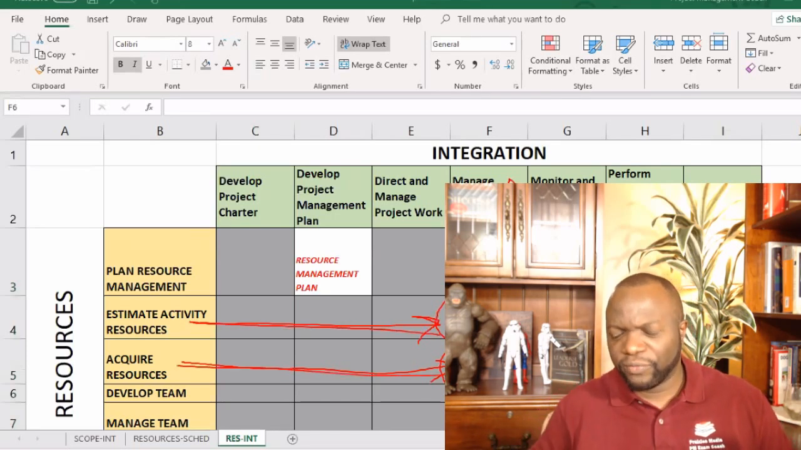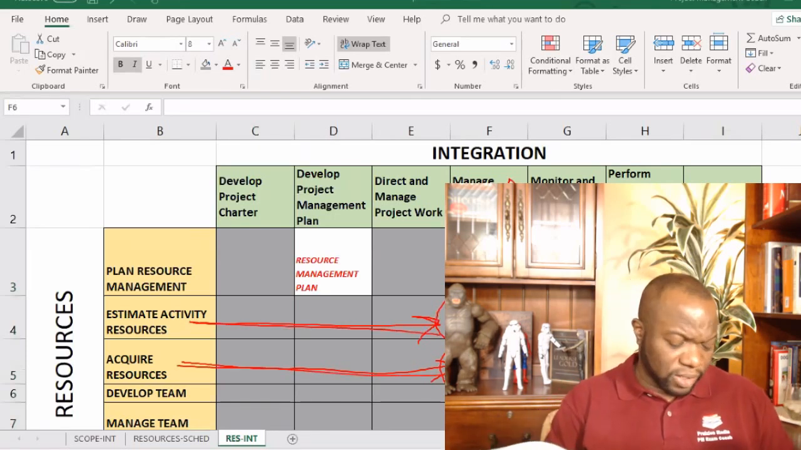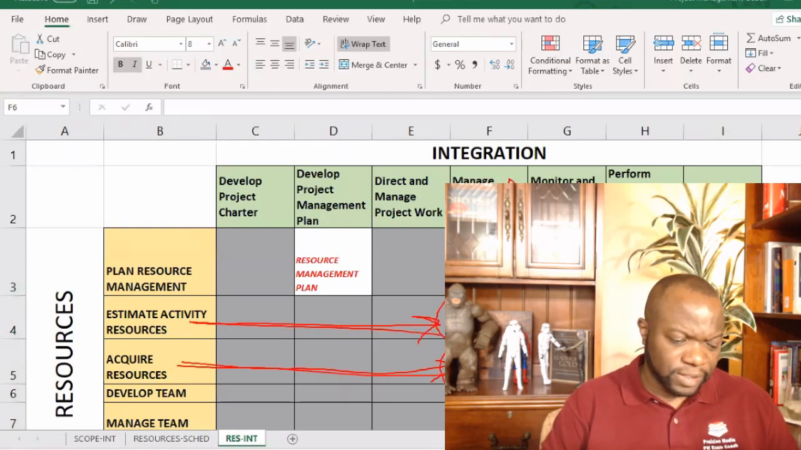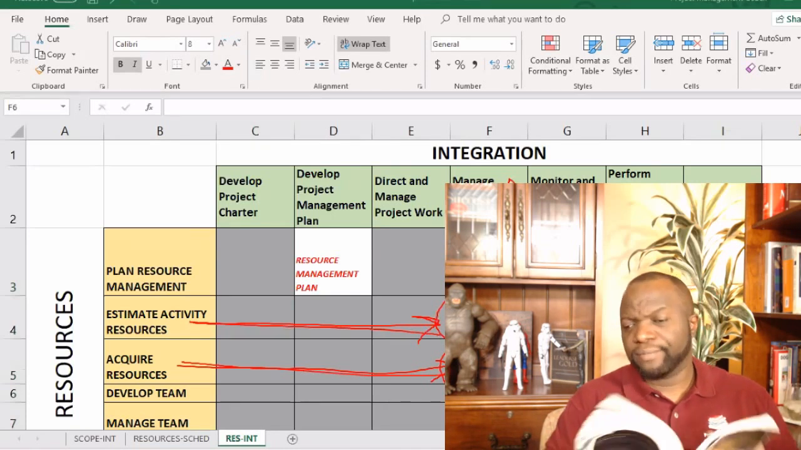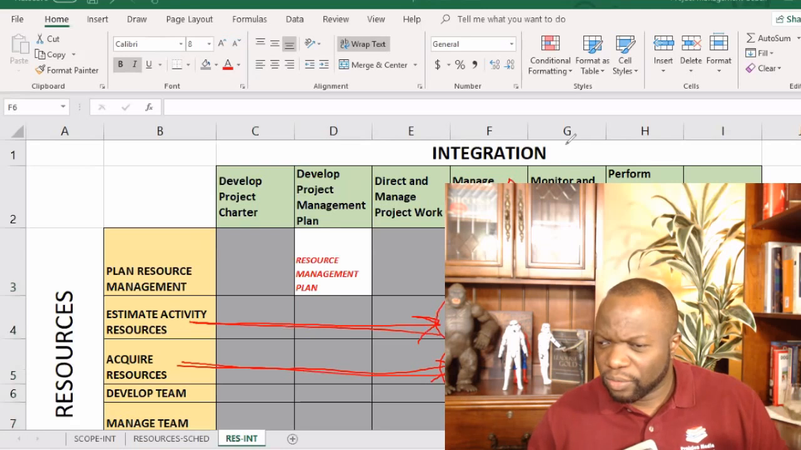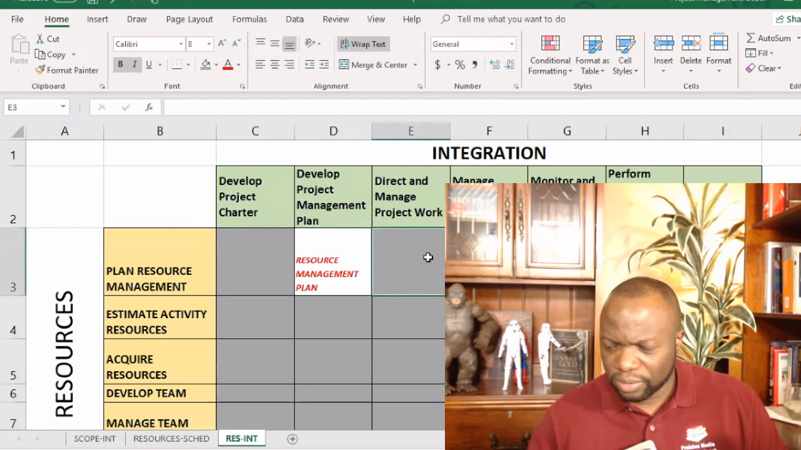Okay, so if you're following along with me, I was looking at page 98 and at the inputs to manage project knowledge, and we can see we've got project team assignments, resource breakdown structure, and that's pretty much it. So what I'm going to do is gray out whatever is not relevant to our image here. So let's gray out these.